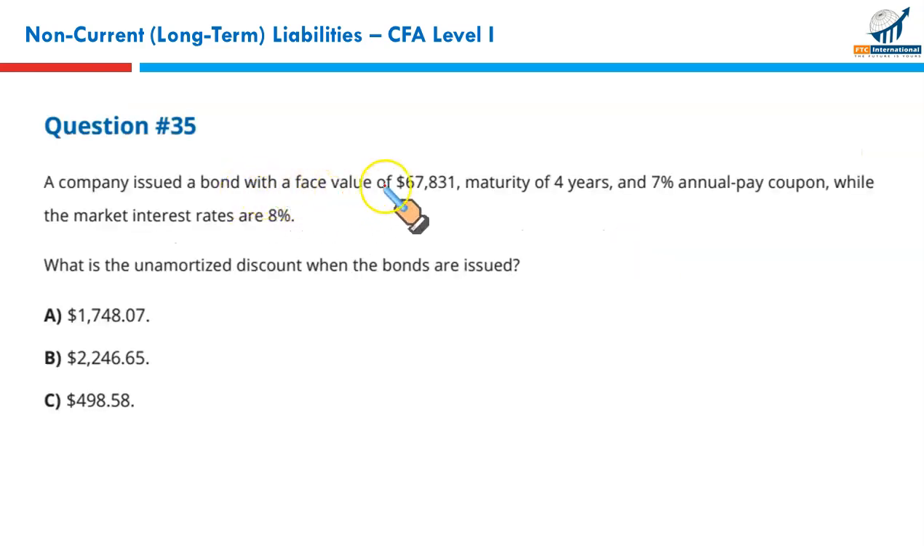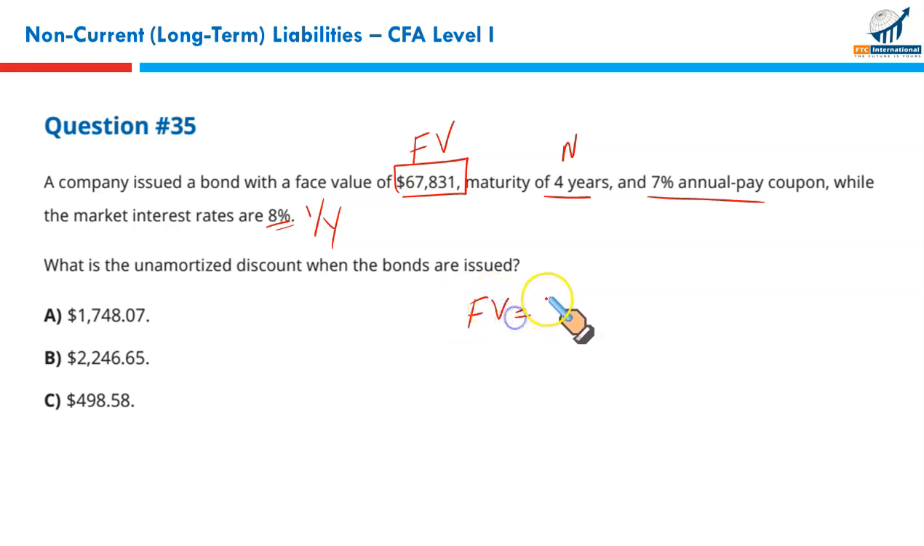Next, a company issued a bond with a face value of 67,831, maturity of 4 years, 7% annual coupon payments, while the market interest rate is 8%. What is the unamortized discount when the bonds are issued? The unamortized discount would be the difference between the amount of proceeds received and the face value. Now let us calculate the present value, which will be the discounted price. So face value is 67,831.